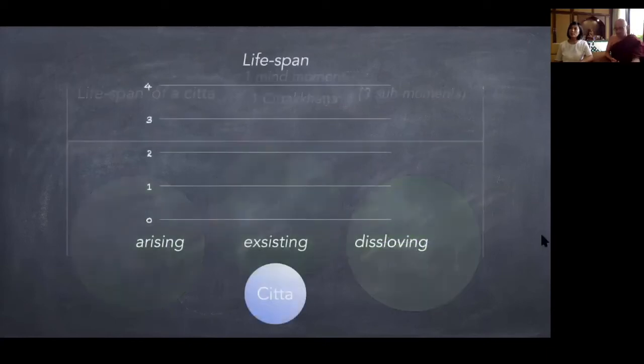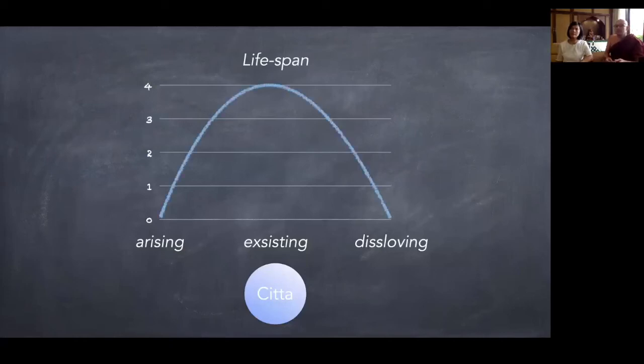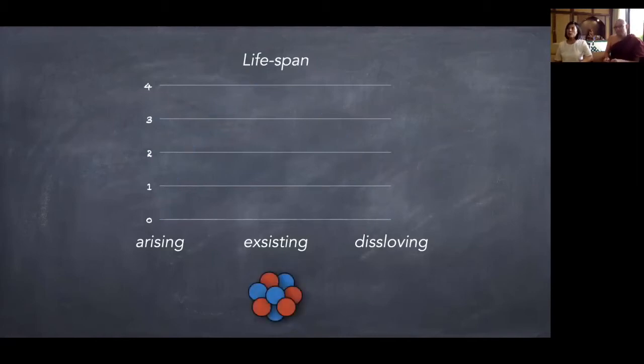But for now, we just wanted to see another presentation of the lifespan of a chitta. It could be a curve: arising, existing, and dissolving. It's the same thing. It just arises and passes away. The frequency of mind. Now, for matter, in the same way as the mind, it arises, exists, and dissolves.